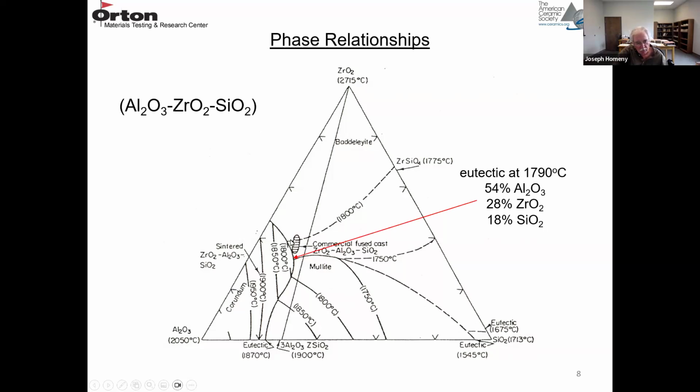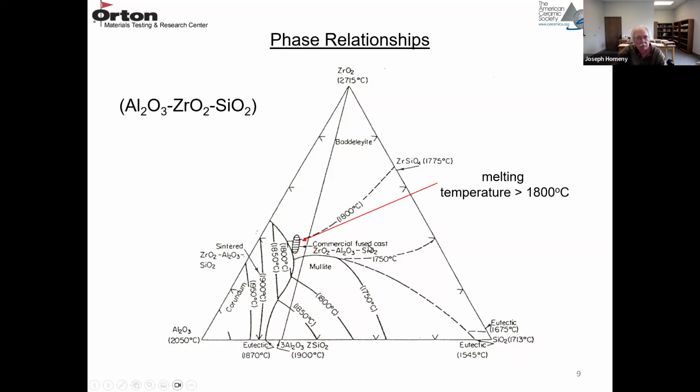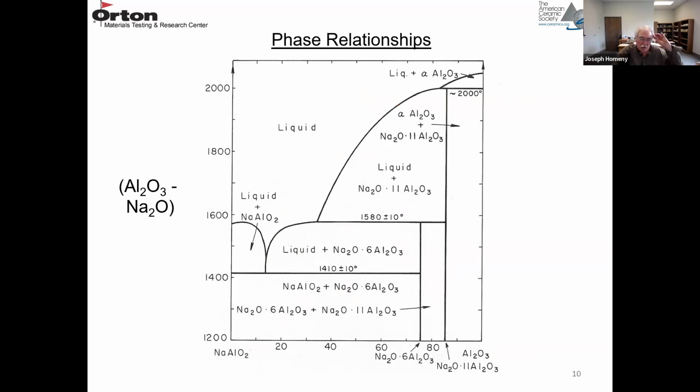So the AZS refractories are made very near to this eutectic. So they're going to be a little bit higher melting than 1790 degrees C. So actually in this little oval shape, the melting temperature is slightly above 1800 degrees C. There's a temperature contour right here, 1800, and there's another 1800 right here. This one looks like it's about 1750. So these are pretty high melting point materials. And they're made pretty close to that eutectic.